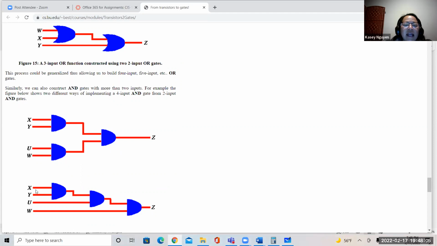And then similar to that, but in this case, we have output from one, combine it with another input externally, and so on.